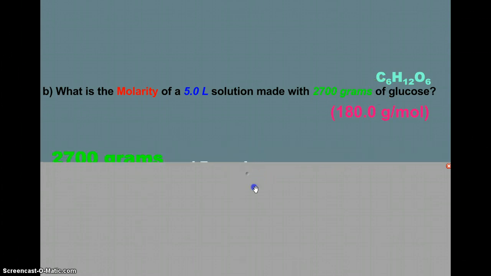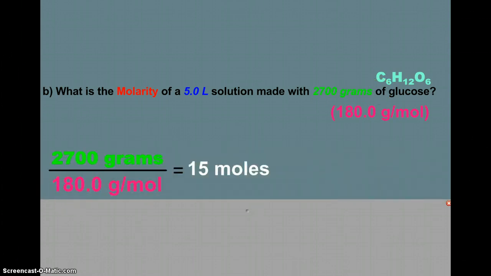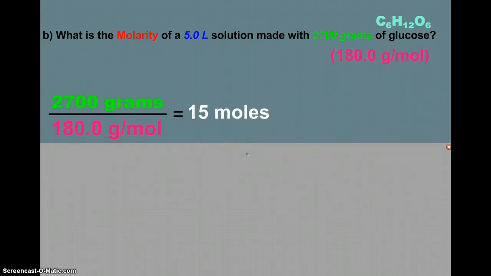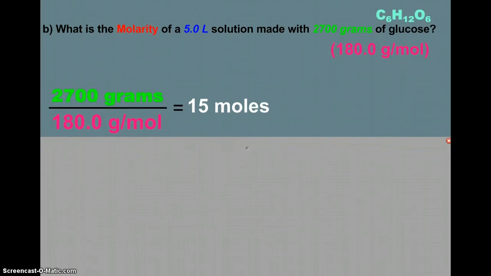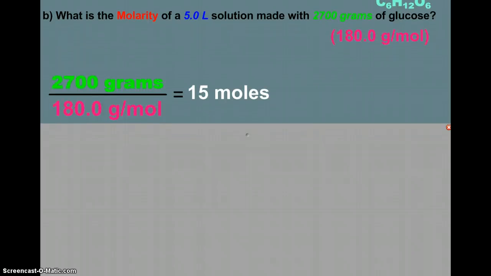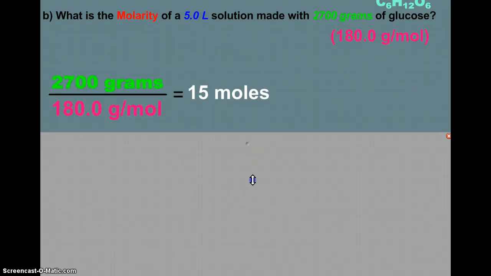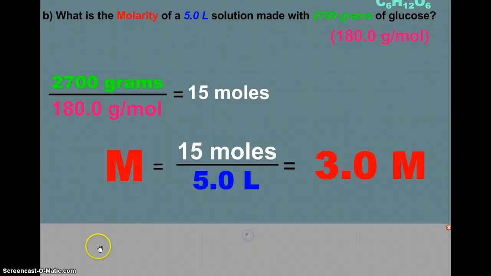So that's what I'm going to do first. I'm going to take the 2,700 grams and divide by the molar mass, and I see that there are 15 moles of glucose in this solution. Now I can simply do what I did before and have moles divided by the 5 liters, and this is a 3 molar solution, 3.0, with the correct sig figs here.